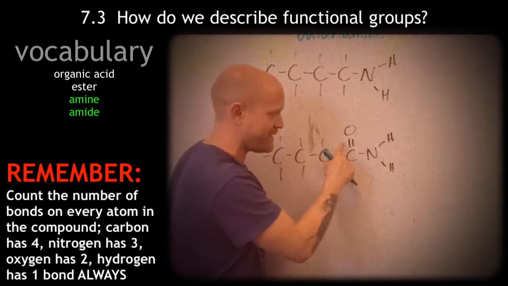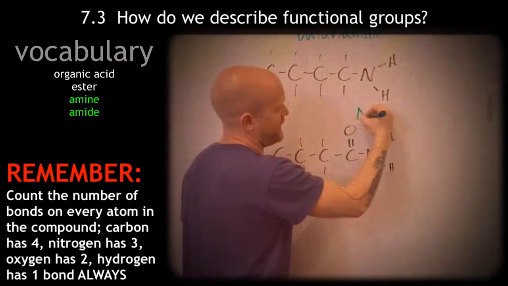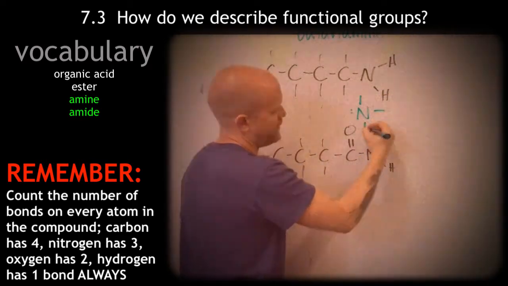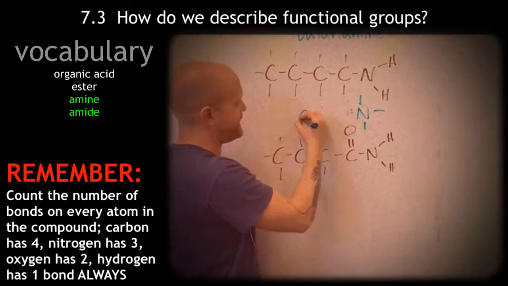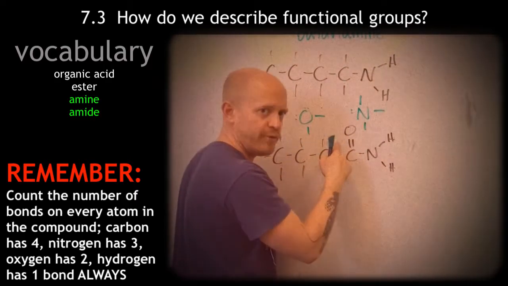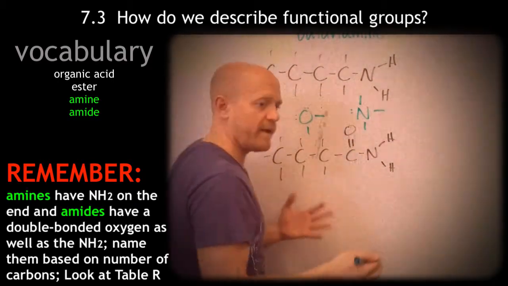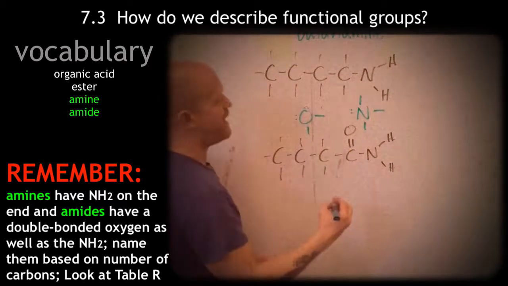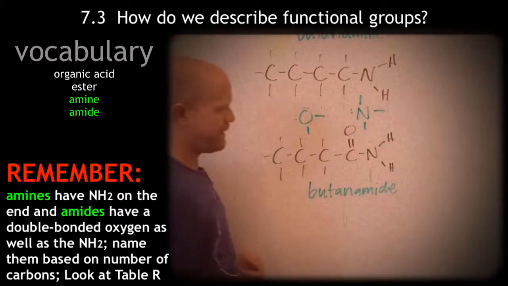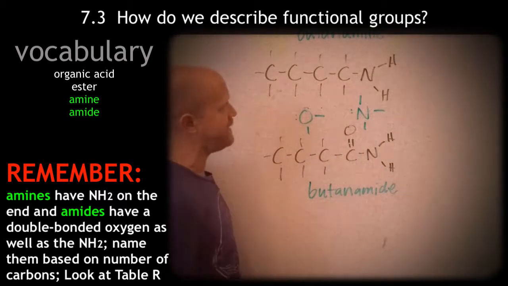Remember, when you have the double bonded oxygen, count the bonds on the hydrogen. Nitrogens can only have 3 bonds because nitrogen has 5 valence electrons, which means 3 bonds. Oxygen has 6 valence electrons, so it can have 2 bonds. And oxygen always will have 2 bonds here. So don't make this too complicated. This is butanamine. This is butanamide.